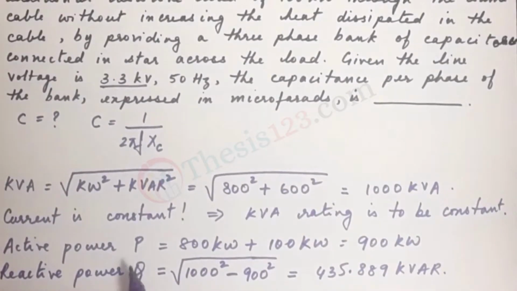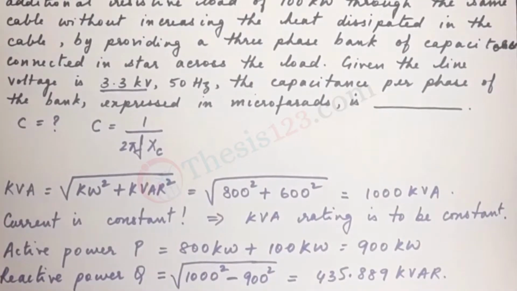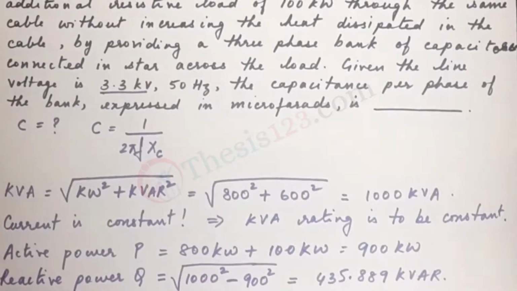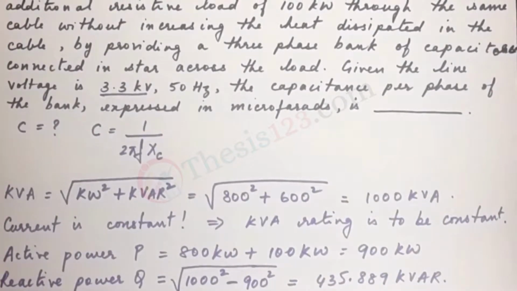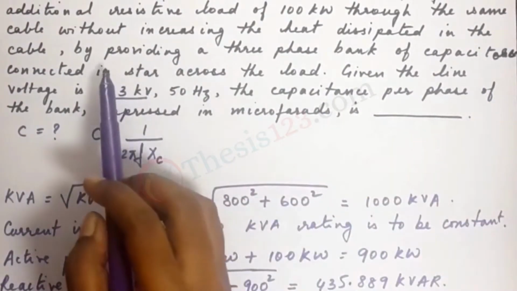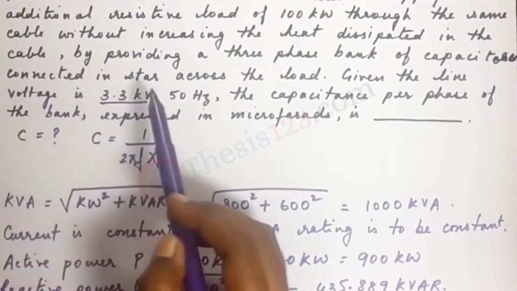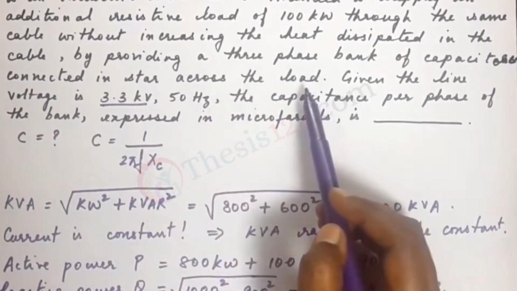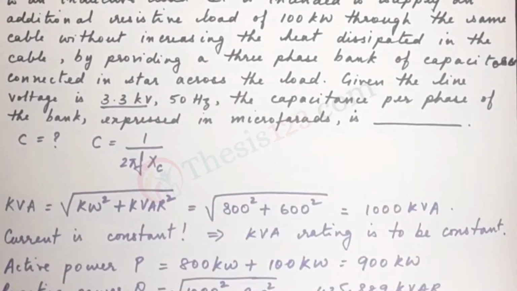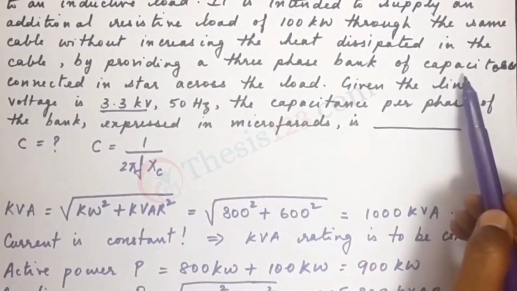Okay, so far we have calculated the active power and we have calculated reactive power. The next step is to find out the reactive power that is supplied to the bank of capacitors, because here it says that the three-phase bank of capacitor is connected in star across the load. So we have to find out what is the reactive power that is being supplied to the capacitor bank.